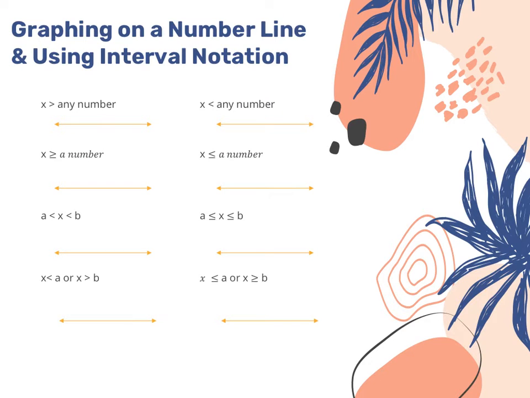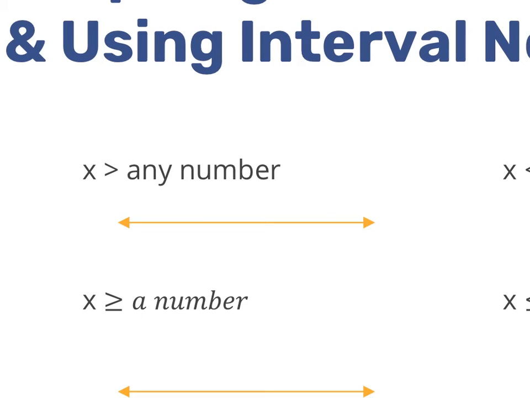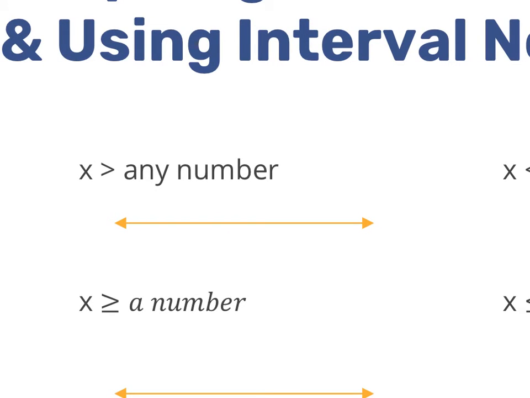So this is interval notation, okay? I'm going to show you all the different cases that could happen. Interval notation is basically a way of showing what the answers can be in terms of numbers instead of saying x is greater than or x is less than. So if I start with x is greater than any number, okay? Let's say x is greater than a, whatever a is.